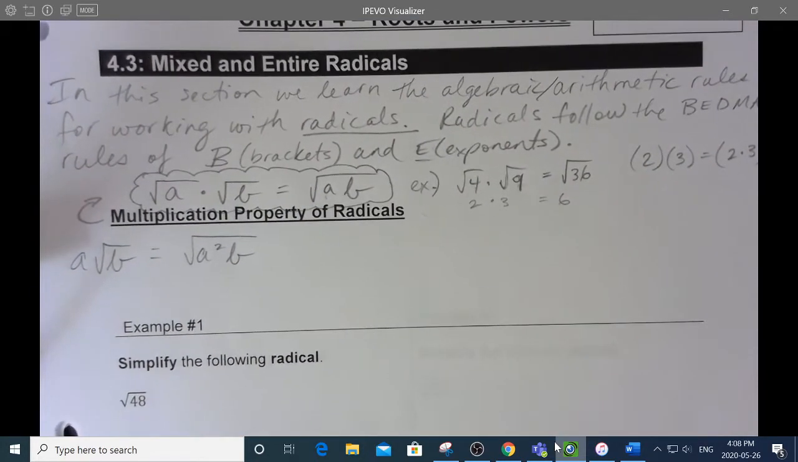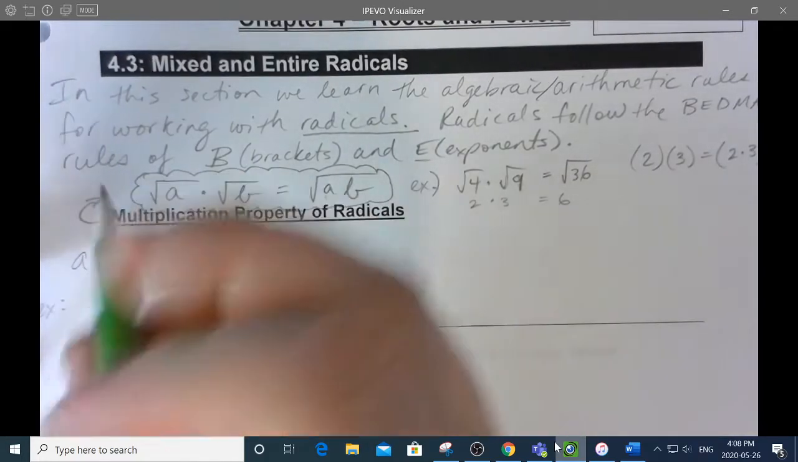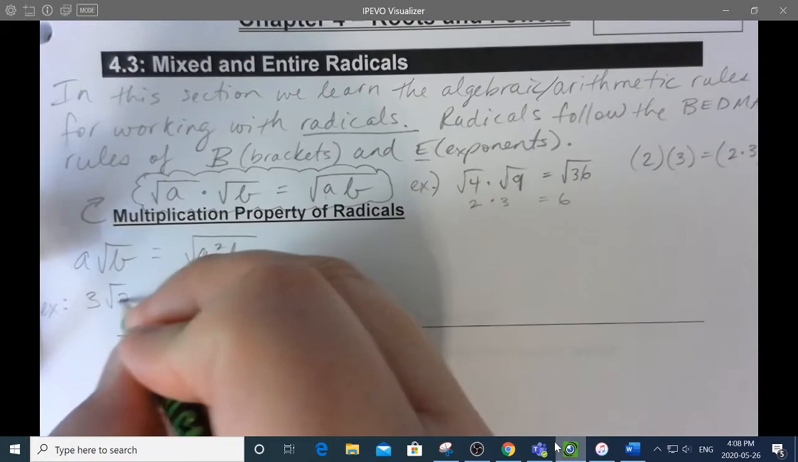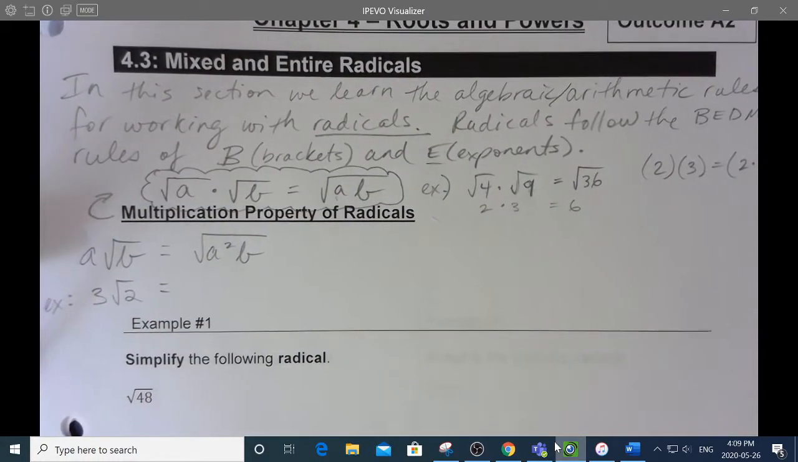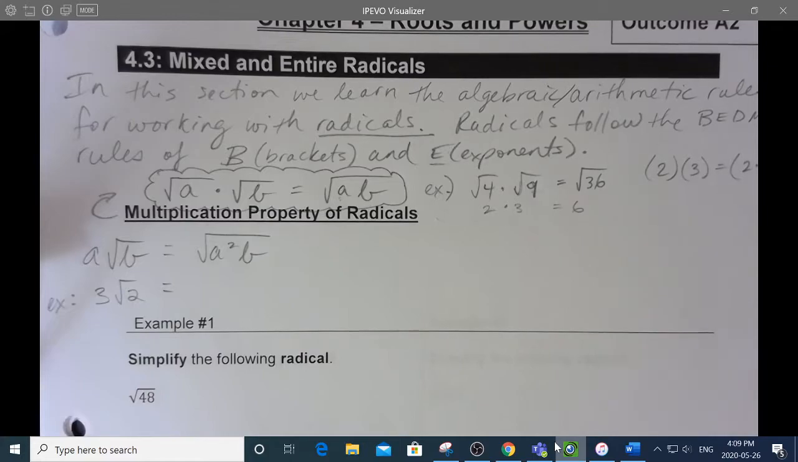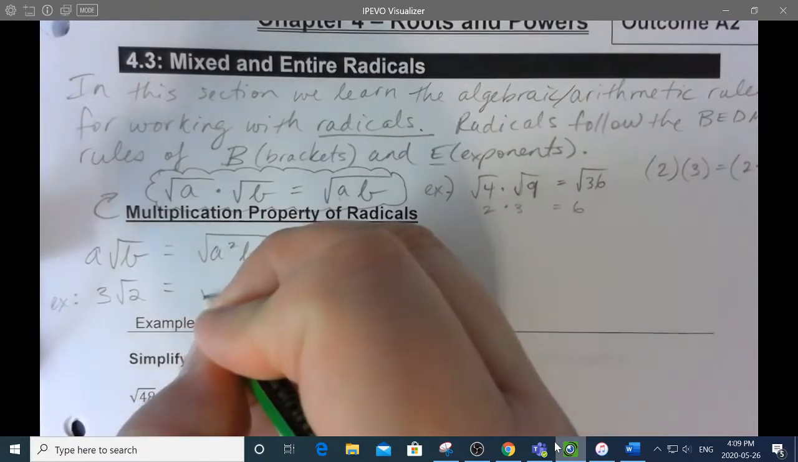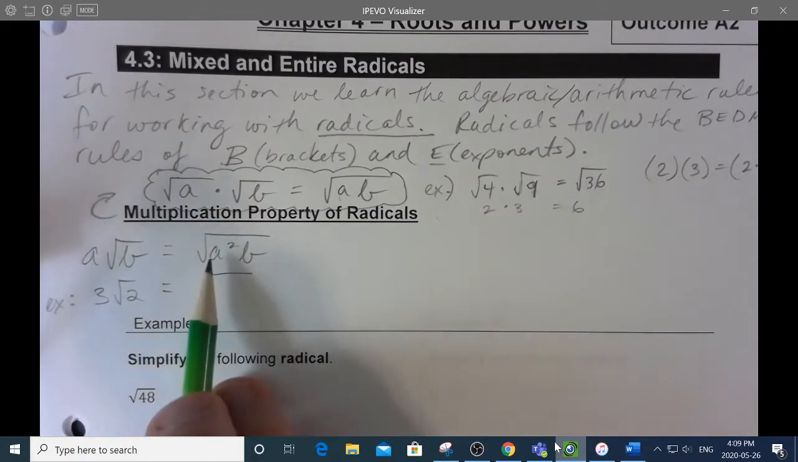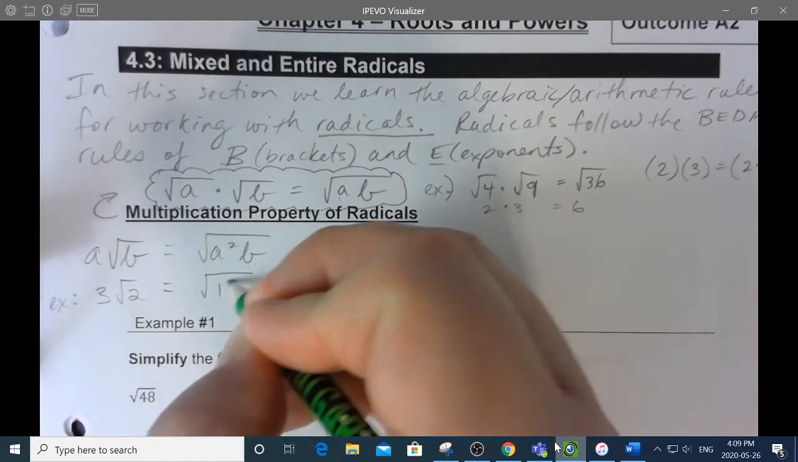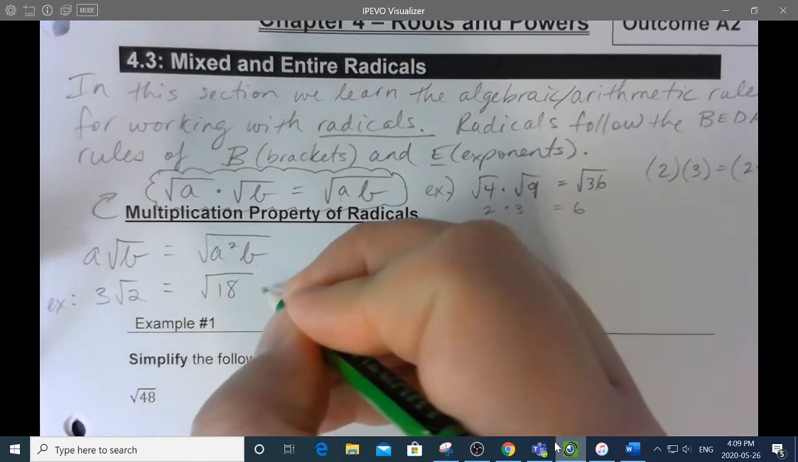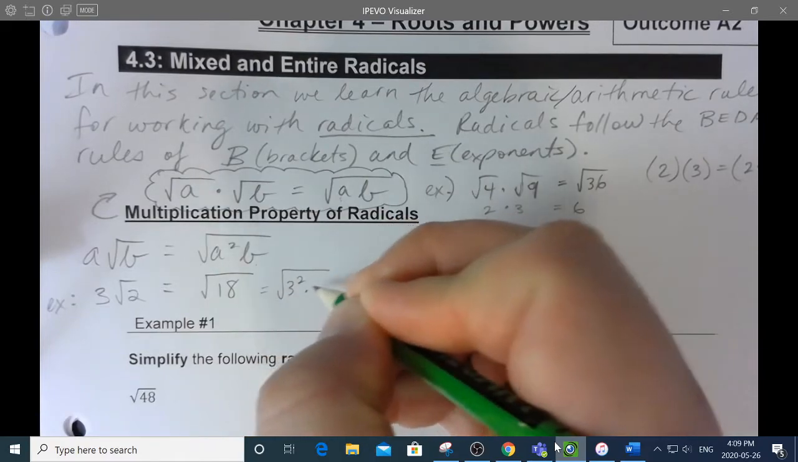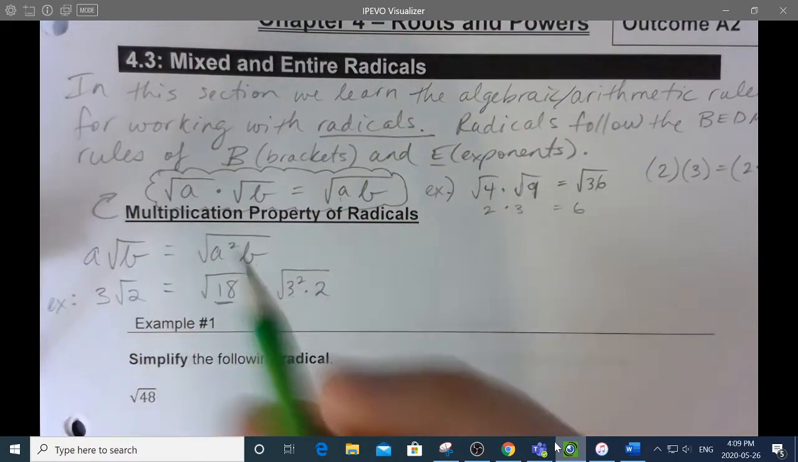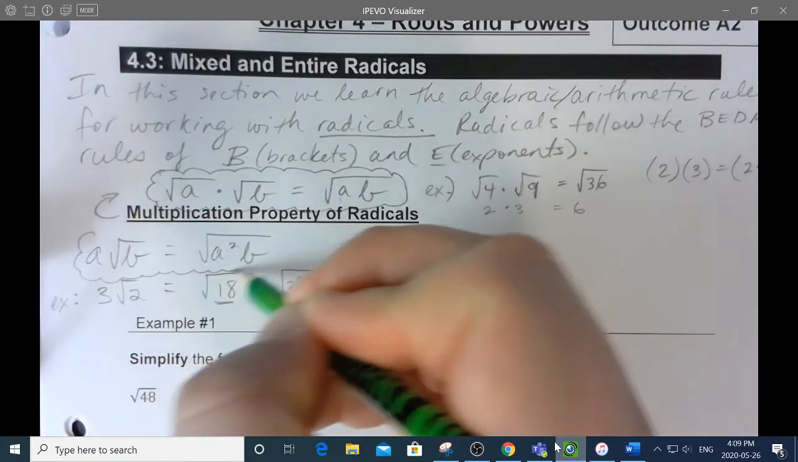So, as an example of that, suppose I had 3 times the square root of 2. Pause the video for a second, see if you can write down what I'm going to write down. Make sure you do it in pencil in case you don't get the same thing I do. Did you guess what it's going to say? There's probably some people who think I'm going to say the square root of 6, but it's not the square root of 6, right? Because it's A squared times B, so it's actually 18. Why is it 18? Because it's like saying the square root of 3 squared times 2. 9 times 2 is 18. So this is another important rule.